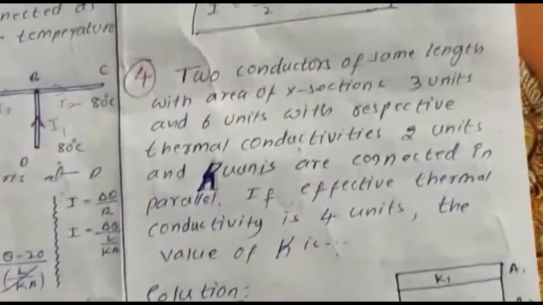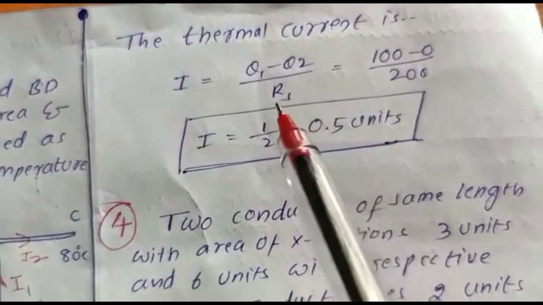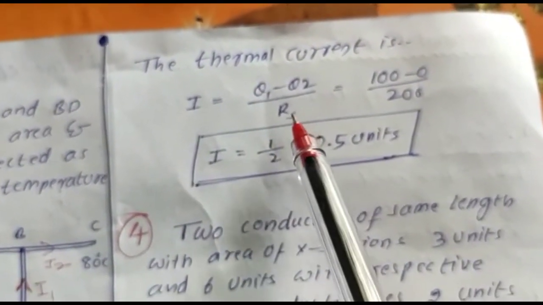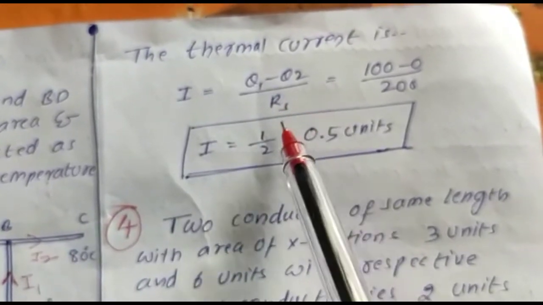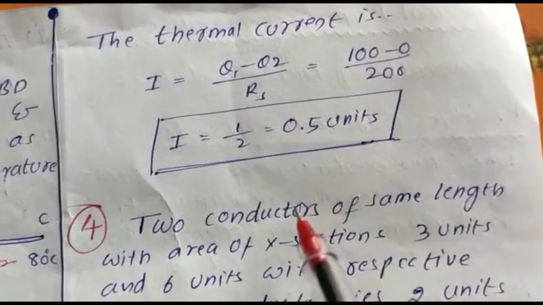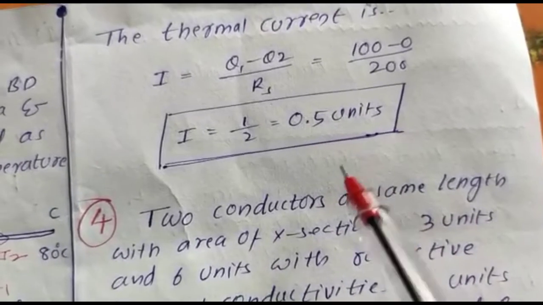Now, the final answer: they are not asking for the thermal resistance, they are asking for the thermal current. The thermal current I is equal to, by the formula we already know, theta 1 minus theta 2 by Rs, that is equal to 100 minus 0 by 200. You will get half a unit of thermal current flowing in the given combination.